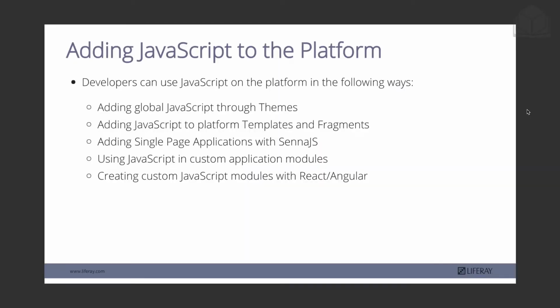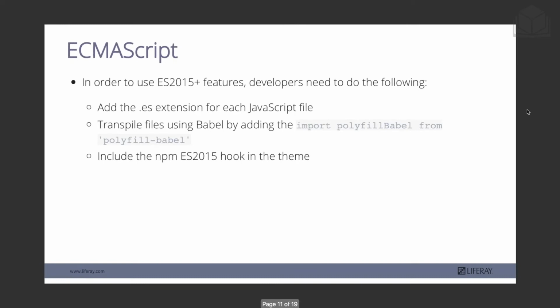You can add single-page applications using Senna.js. This is something we'll talk about a little bit later on, but that's already built into Liferay, so you can actually use some of those features right out of the box. We'll get back to that in the last section of these videos. You can use JavaScript in custom application modules. We'll also talk about that a little bit later on, but you can build some modules using front-end technologies like React or Angular, and you can use JavaScript in there as well. Those are the ways in which we can add JavaScript to the platform.